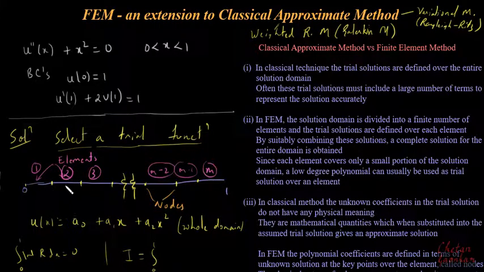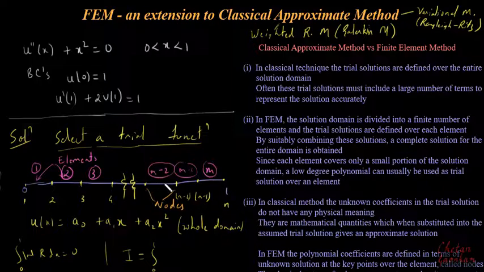and the points which connect these elements are called nodes. If I start numbering these nodes from here, this will be the first node, this the second node, this the third node, this the fourth node, and so on. The last node I will call n. This node will be n minus 1, this node will be n minus 2, and so on. So we have n number of nodes and m number of elements.